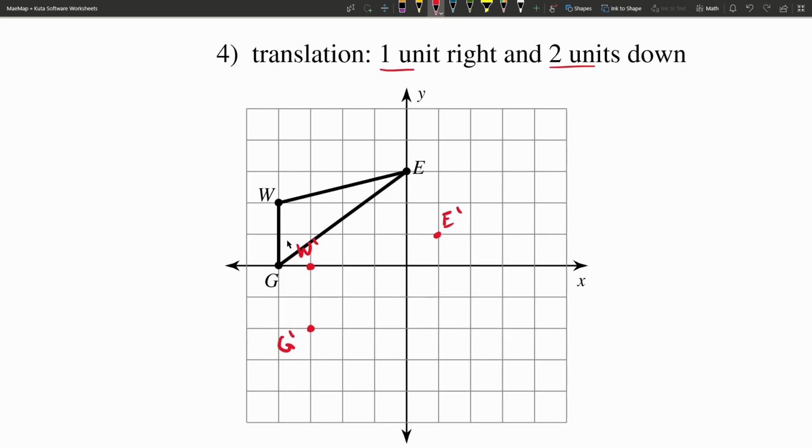Finally, I'm going to connect my vertices together just as in that original figure. So W prime will be connected with E prime, W prime will be connected with G prime, and G prime will be connected with E prime. And there we have the triangle translated in number 4. Let's move on to number 5.